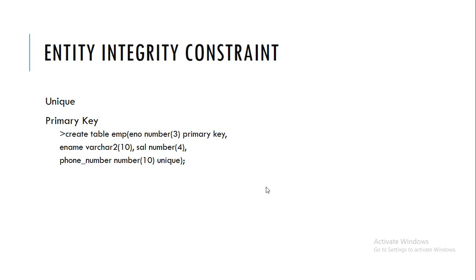Here I have written the employee table: create table employee, employee number 3, and we have written primary key, meaning some value has to be there, as well as it should be unique. Similarly, employee number, salary, and then phone number 10 unique, meaning phone number has to be entered with unique values. If a person enters nothing, that is also allowed, but if he is entering a value, it has to be a unique value.